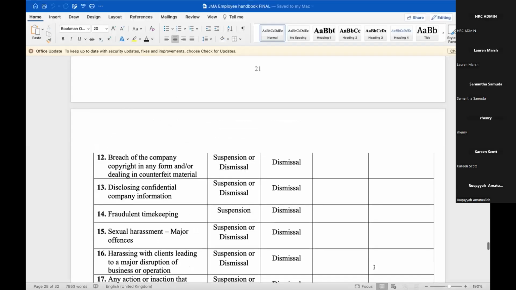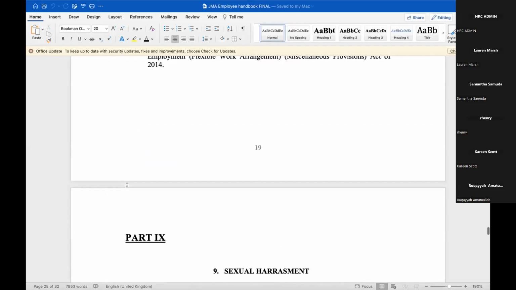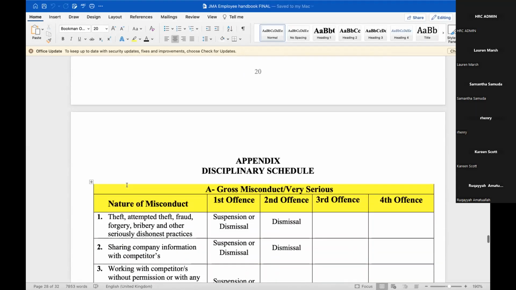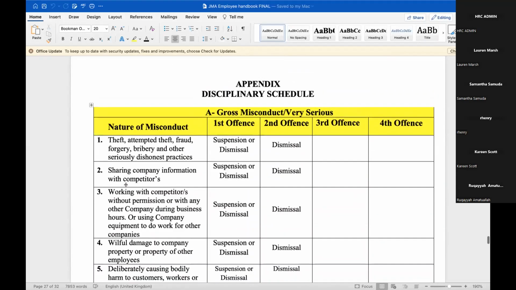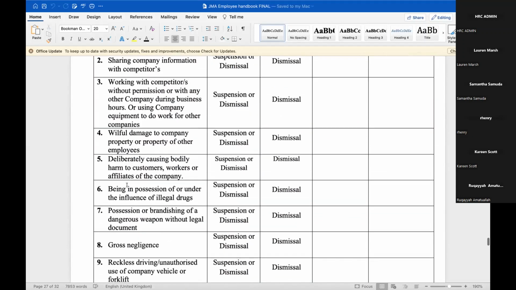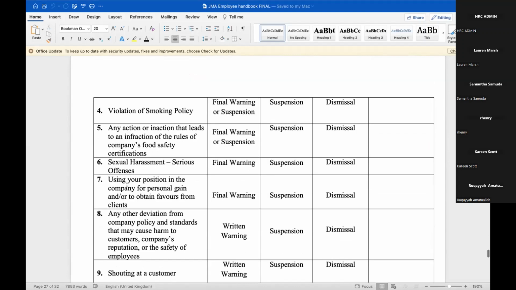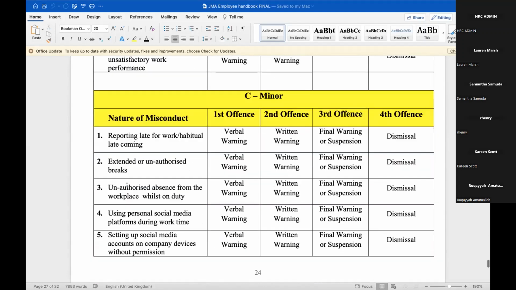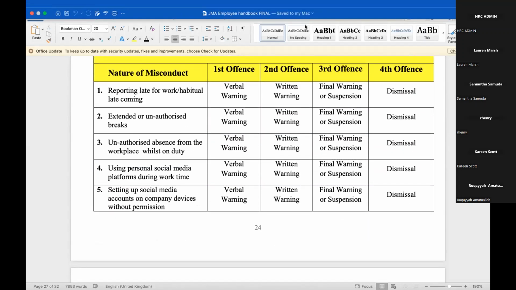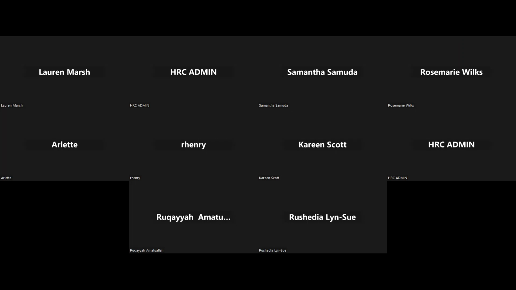Are you seeing my screen now? Yes. This is something I'm working on. So you should have something like this, and it has the offenses. Definitely. So you try as much as possible to update it as time goes by. Okay. Yeah. But usually drinking is deemed to be a serious or very serious offense.